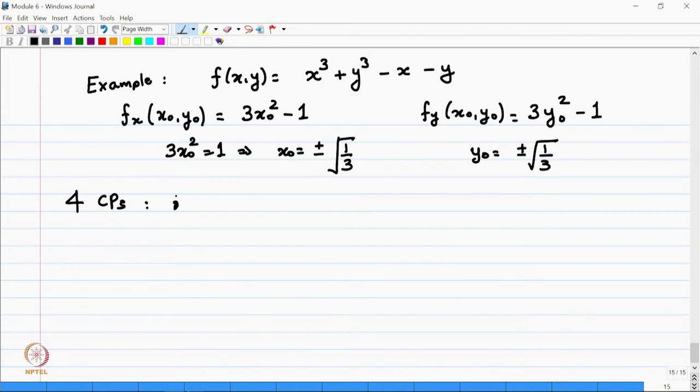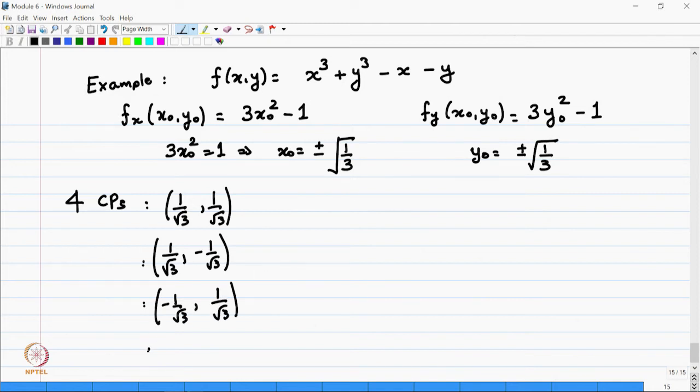And what are the 4? The first one is (1/√3, 1/√3). The second one is (1/√3, −1/√3). The third one is (−1/√3, 1/√3), and the fourth one is (−1/√3, −1/√3). These are the values of x0 and y0. So, you have these 4 critical points. Now let us try to classify them.